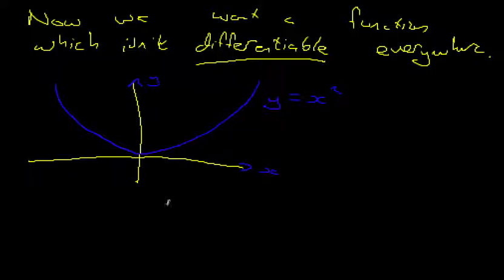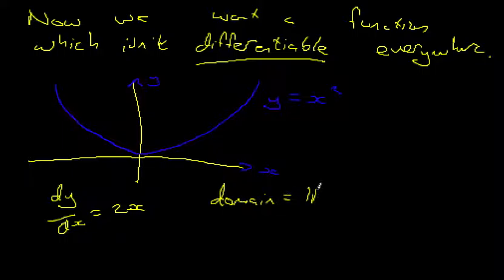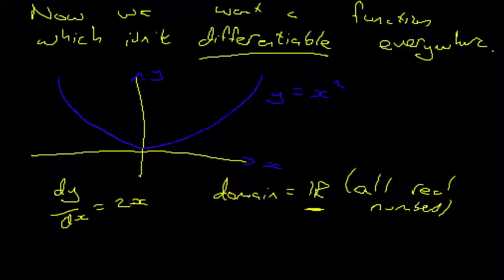This is differentiable everywhere because the derivative dy by dx is 2x, and this can be evaluated at all values in the domain. Let's say the domain is R, the real line, all real numbers. And sure, you can throw in 0, you can throw in 100, you can throw in whatever you like here. So we want a function which isn't differentiable everywhere.